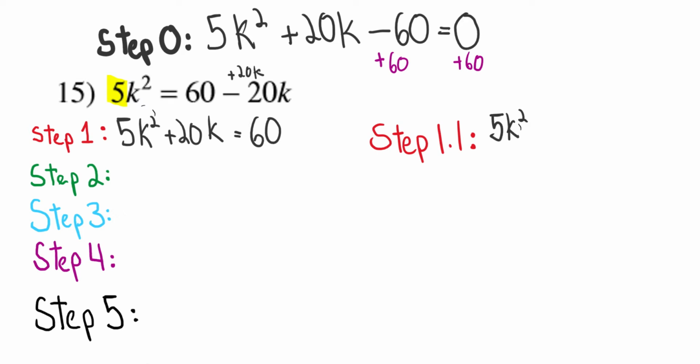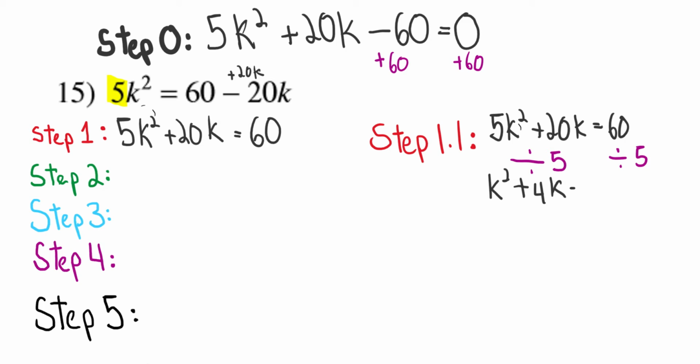So if I have 5k squared plus 20k equal to 60, and I divide both sides by 5, this side is going to be divided by 5, and this side will be divided by 5. A student asked me, why do I have to divide the 20? Because if I divide one side, I must divide the other side. This will give me the new form of k squared, perfect, a is 1, excellent, plus 4k, which is equal to 12.